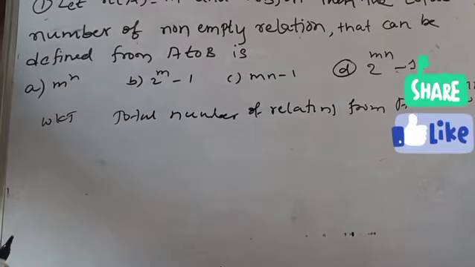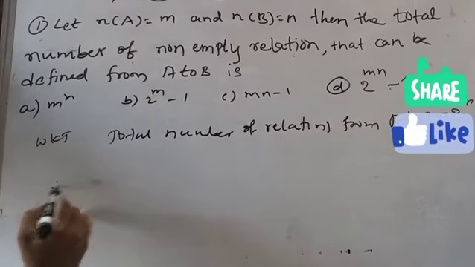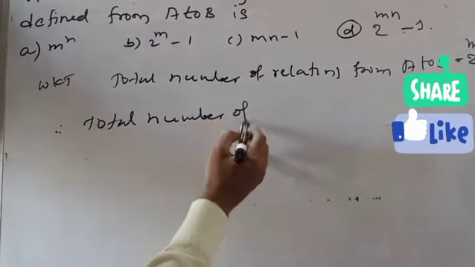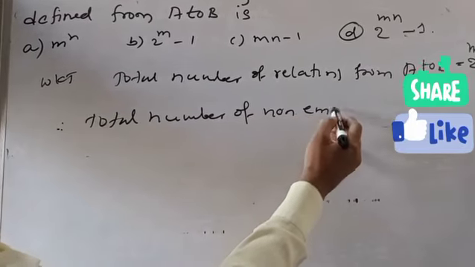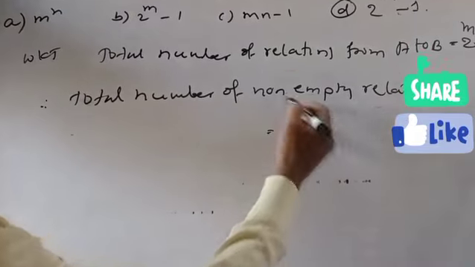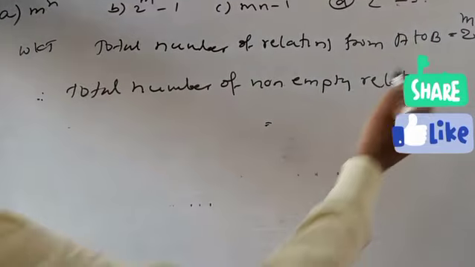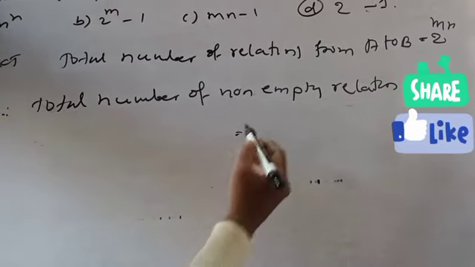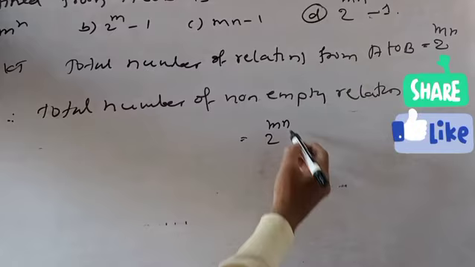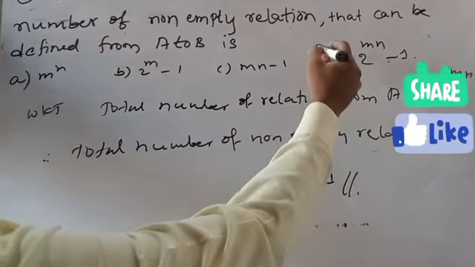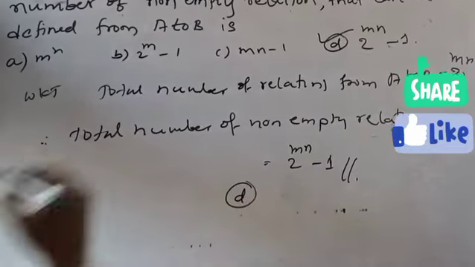Therefore, total number of non-empty relations is equal to the total number of relations minus the empty relation, which is 1. That is 2 power of mn minus 1. This is the answer for this. Therefore option D is the correct answer.